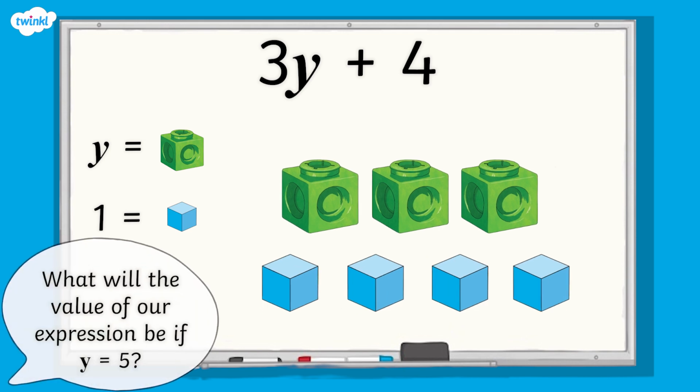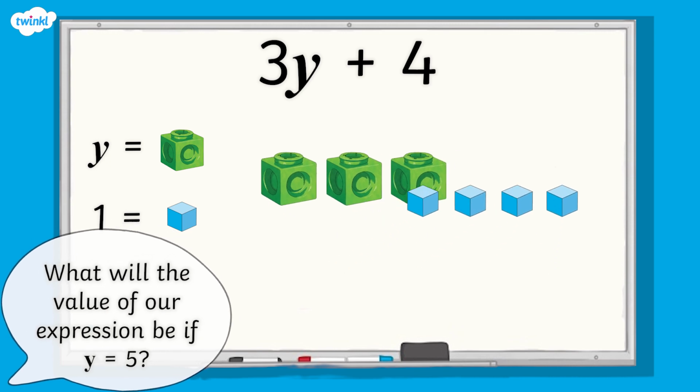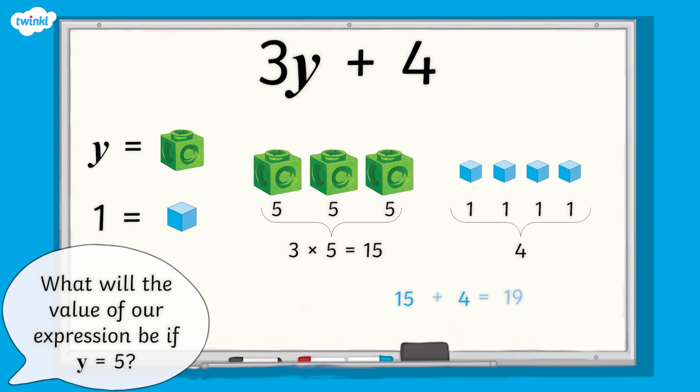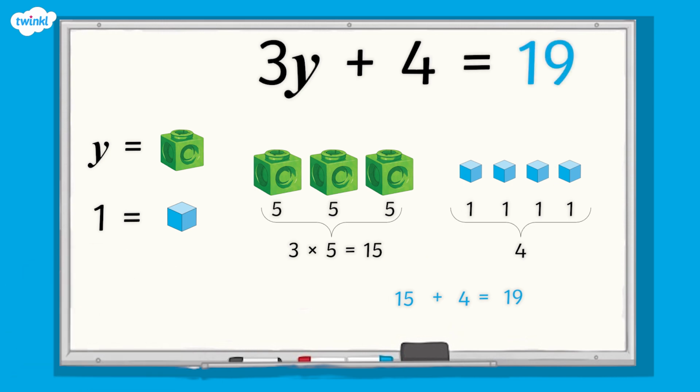What will the value of our expression be if y is equal to 5? We have 3 lots of y. 3 multiplied by 5 equals 15. We have 4 ones, which equals 4. So altogether we have 19. Therefore, if y equals 5, 3y plus 4 equals 19.